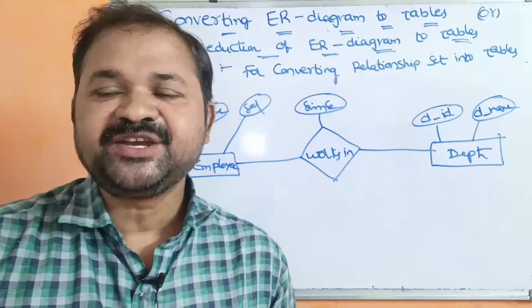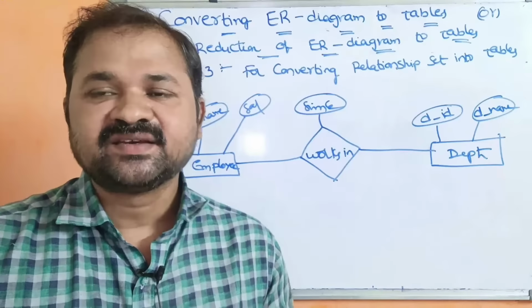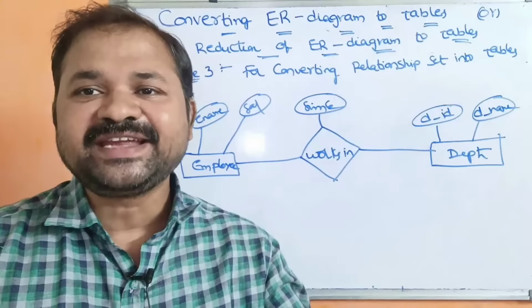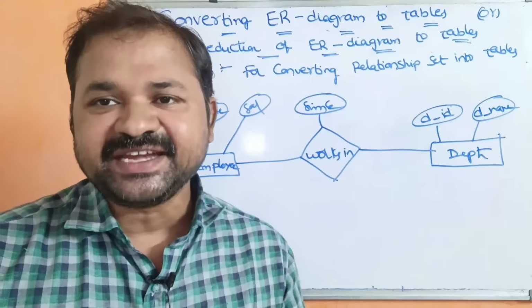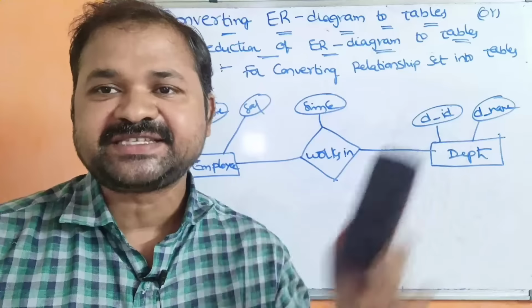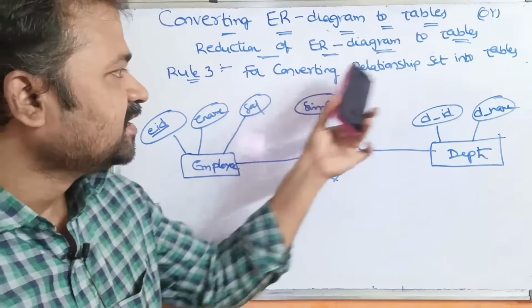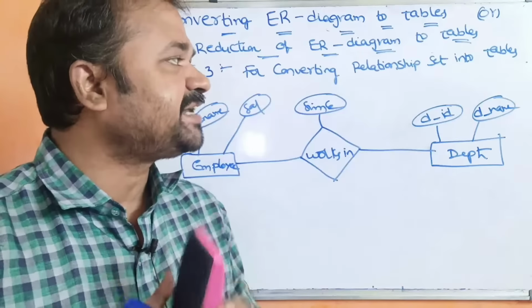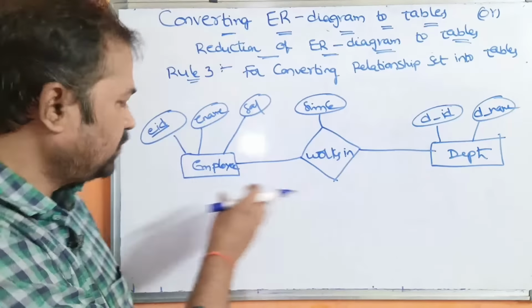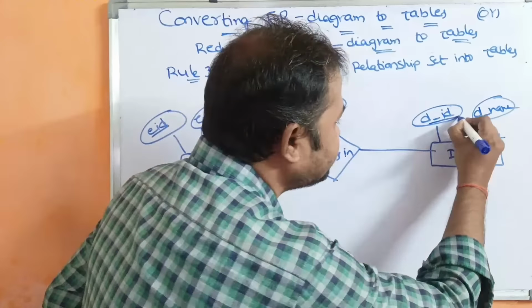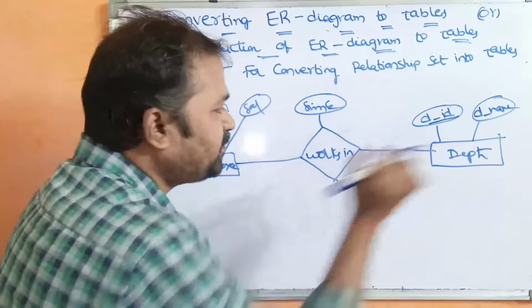Till now we have seen two rules. Rule 1 is converting a strong entity set into a table. Rule 2 is converting a weak entity set into a table. Now let us see rule 3. Rule 3 is converting a relationship set into a table. Here we have two strong entities. They are employee and department.